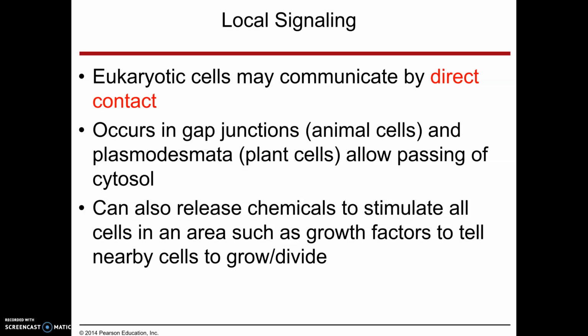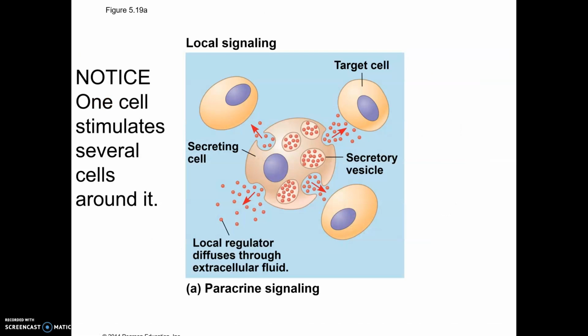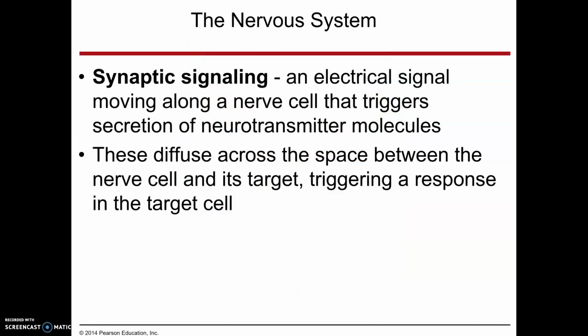Let's tell the cells in the area to start repairing, start a blood clot, stop blood flow, make new cells to replace the cells that have been damaged. So that would be this type of signaling. Sometimes this is called paracrine signaling, and this is a picture of it, where one cell signals a whole bunch of cells in an area.